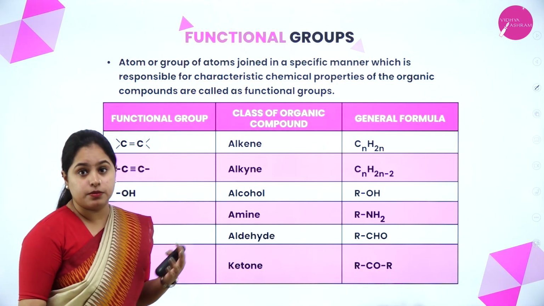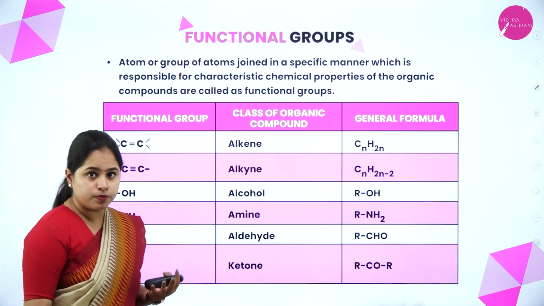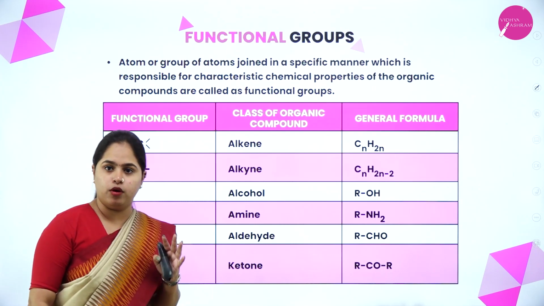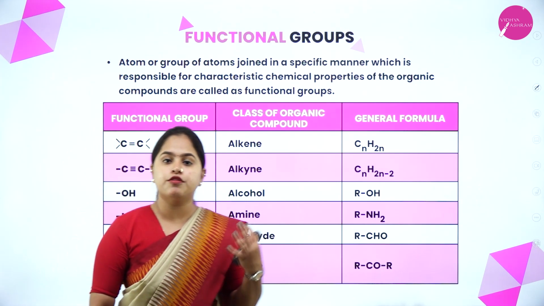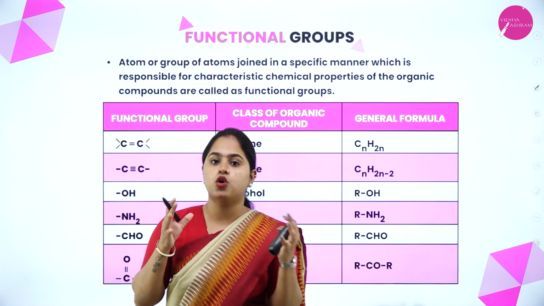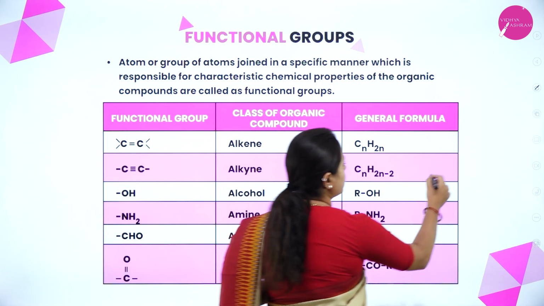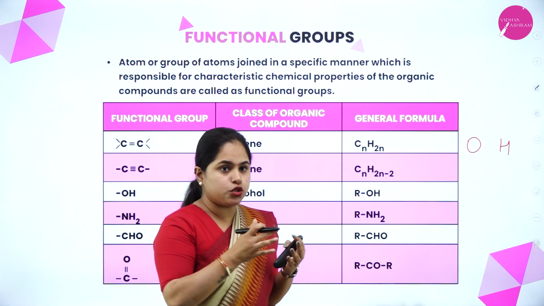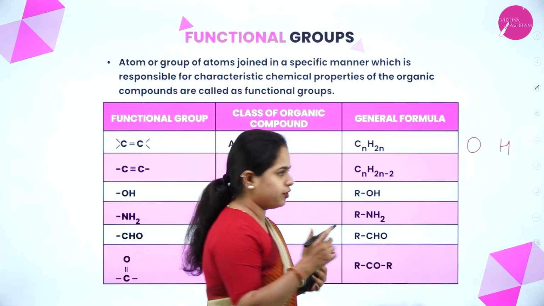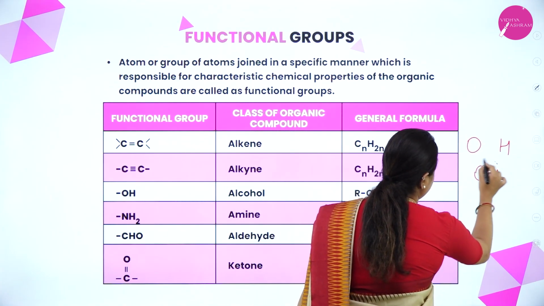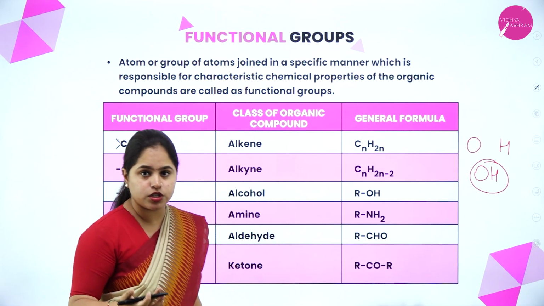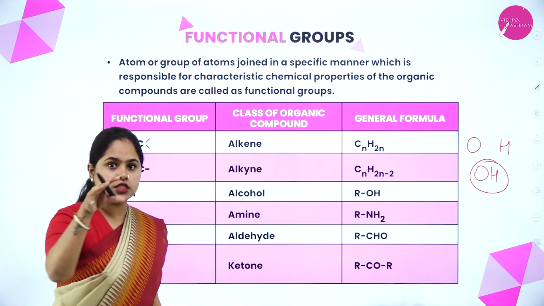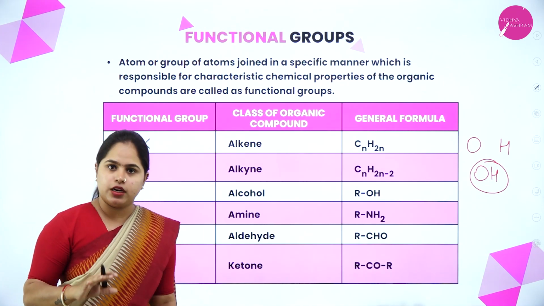Atom or group of atoms joined in a specific manner which is responsible for characteristics, chemical properties of the organic compounds. Okay, that means there are certain functional groups which is actually a group of atoms. Let's consider oxygen and hydrogen. They are two atoms. If they combine together in a specific manner, they form OH. Now this OH, which is called as hydroxyl group, this is a functional group. Okay, so wherever you are seeing this OH group, that belongs to the alcohols.